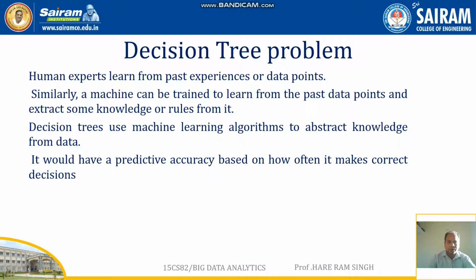So what algorithm does the decision tree use? It uses a machine learning algorithm to get the knowledge from the raw data. It would have a predictive accuracy based on how often it makes correct decisions. So we can predict the accuracy of the decision, how accurately we have got the decision.